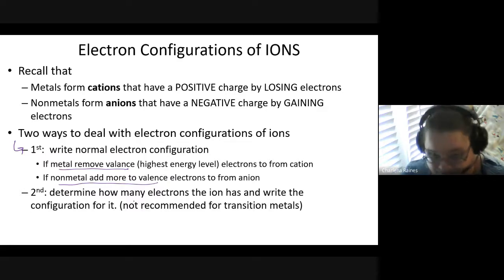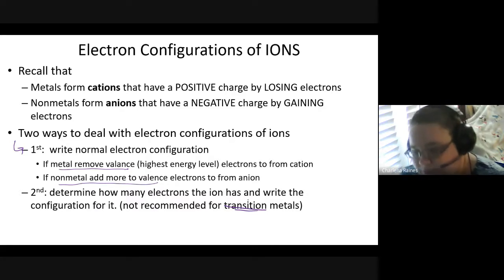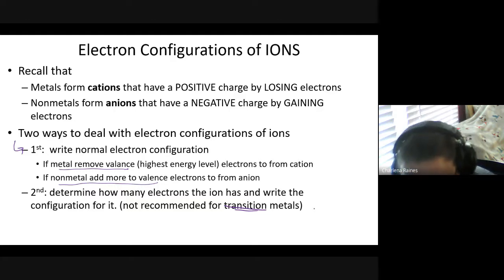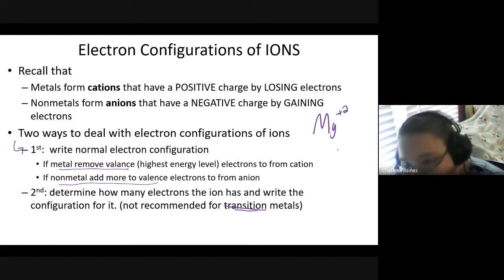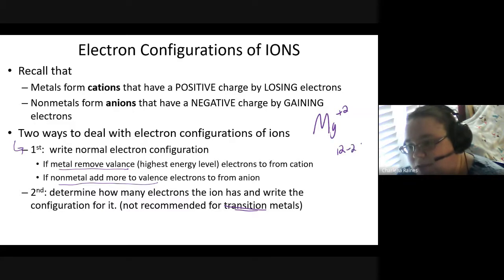Method 2 does not work for transition metals. It kind of falls apart with transition metals, but it'll work for anything else. So for any of the others, figure out how many electrons it does have and write the configuration for the element that it is pretending to be. Like, for example, magnesium ion. Magnesium forms a +2 ion, which means it has lost 2 electrons. Magnesium normally has 12 electrons, but it lost 2. The magnesium ion has 10.